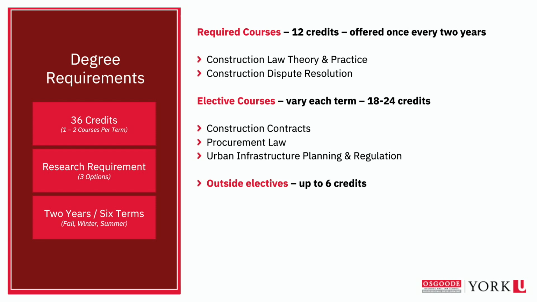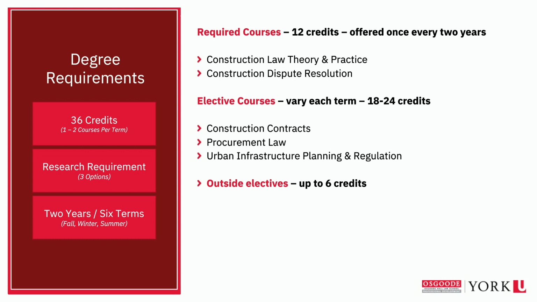Another option is to do a major research paper, which is a longer paper of about 18,000 words or 70 pages. Which of these options you choose is completely up to you, and you can choose once you're in the program. We also offer support to help you decide which route you'd like to take if you need that.